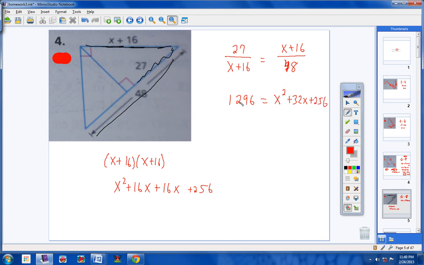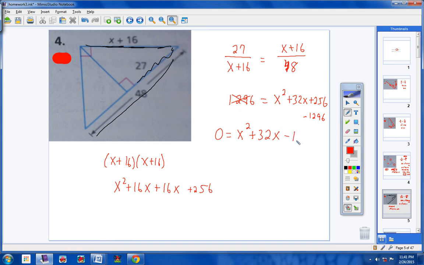Now, we're going to bring the 1296 over and make it negative so that we have one side equal to 0. So 0 equals x squared plus 32x. And now let's see what we have here. 256 minus 1296 gives us negative 1040.